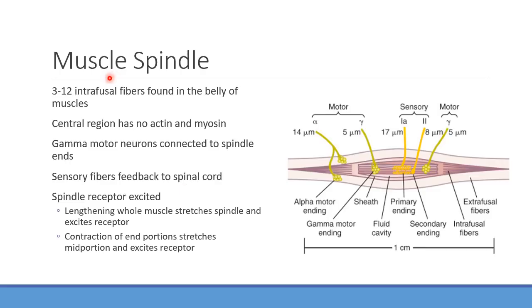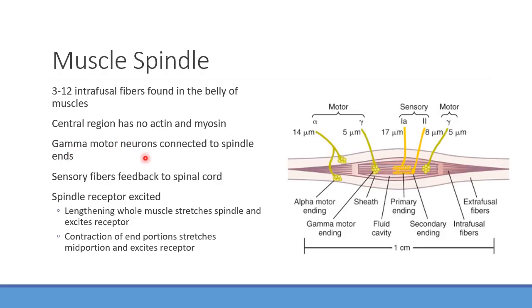Looking at this in more detail, you have roughly 3 to 12 intrafusal fibers found in the belly of the muscle, so right in the middle there. Again, they're going to have no actin or myosin. So right here where these sensory fibers are, there's really no actin or myosin present. Can this area make any contractions? It can't, but with these fibers here, it's able to detect whether it is being stretched or shortened. By sending that information up into the spinal cord, it can give you lots of information on what the muscles are doing, okay?